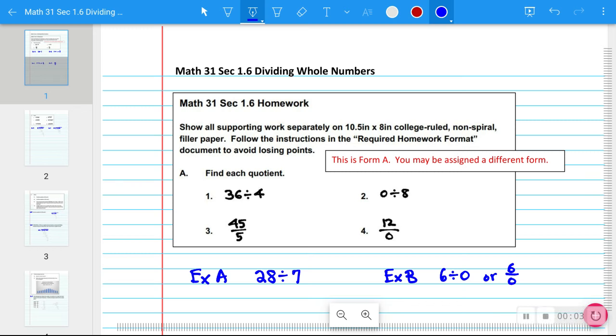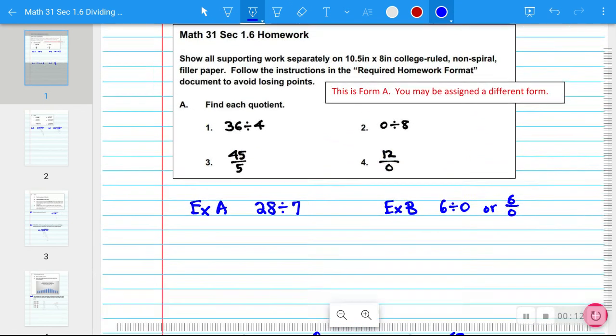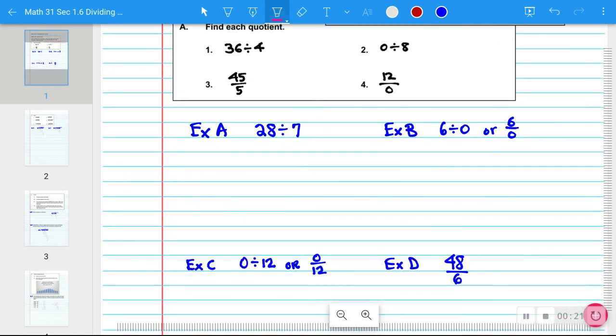Okay, we're going to look at Math 31, Section 1.6, Dividing Whole Numbers. This first section, Section A, where we're supposed to find the quotient, is really teaching you the language of division in symbols. There are two styles. One is the old style division symbol, and the other is the fraction bar, and both mean division. So, for instance, example D is 48 divided by 6.